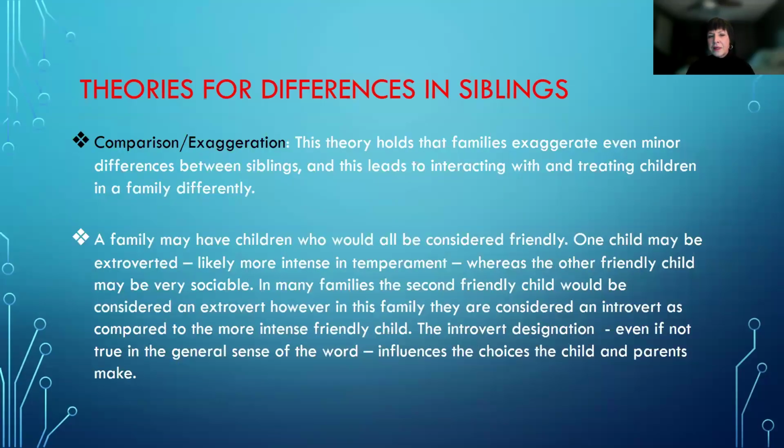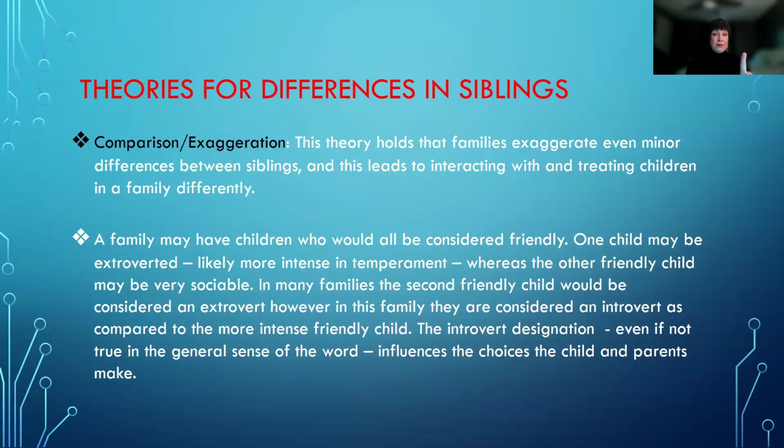And finally, the last one, this one was interesting to me, is the comparison and exaggeration theory. Think about your family, either your own family or the family that you grew up in. And this theory holds that families exaggerate even tiny differences between children. The example is that a family might have children who are all friendly. They're all nice kids. They're all friendly. They get along. They have friends. They do all kinds of things.